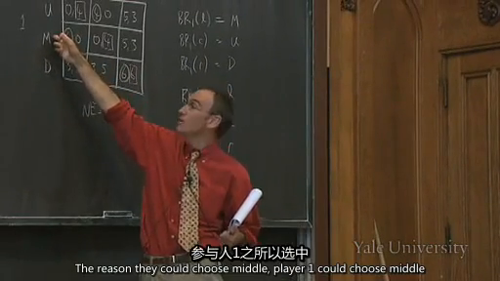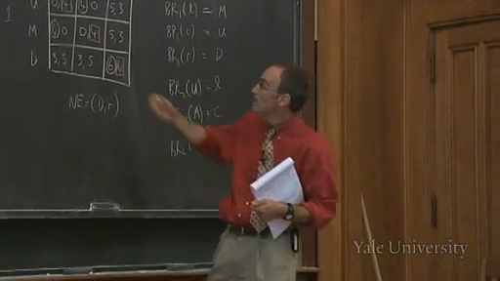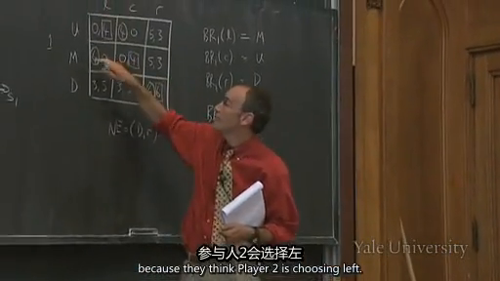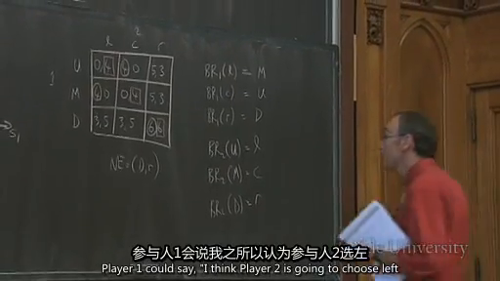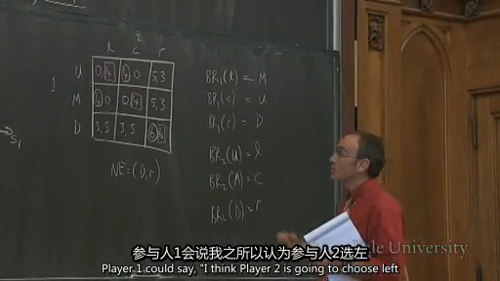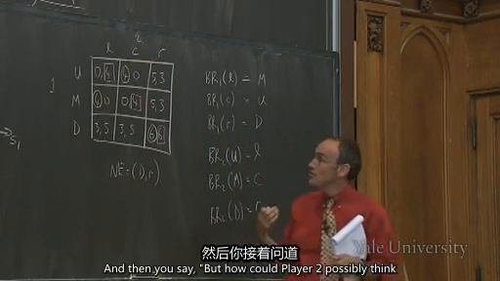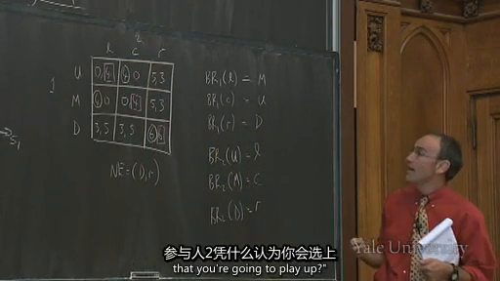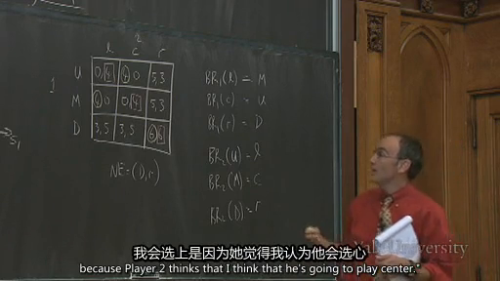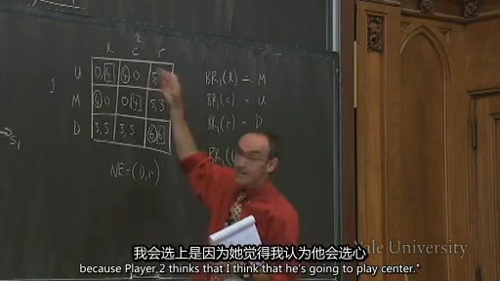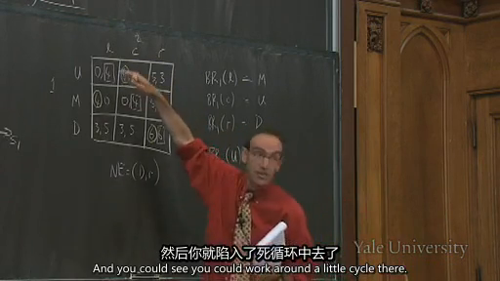The reason player 1 could choose middle could be that they think player 2 is choosing left. And you say, well, why would you think player 2 is going to choose left? And player 1 could say, I think player 2 is going to choose left because player 2 thinks I'm going to play up. And then you say, but how could player 2 possibly think that you're going to play up? And then player 1 would say, I think player 2 thinks I'm going to play up because player 2 thinks that I think that he's going to play center. And then you could say, how could player 2, etc., etc., etc. And you can see you could work yourself around a little cycle there.